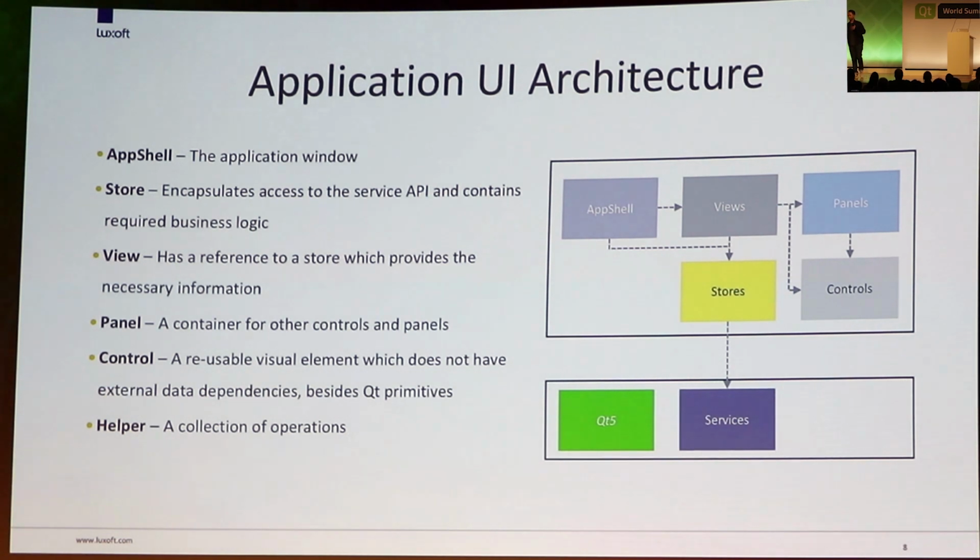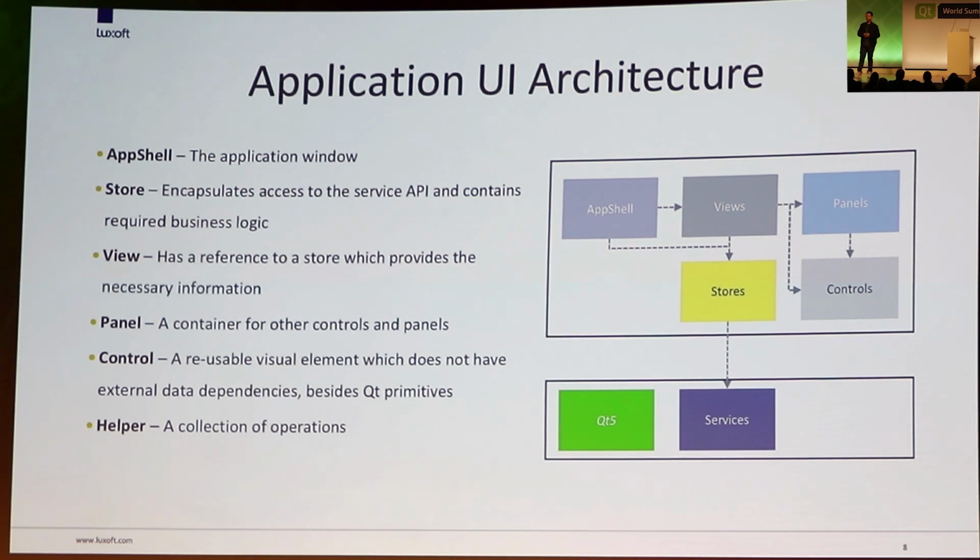And then this is the architecture that we want to show. We decompose the UI into several parts. The application shell is the one that creates the application window. We have a store that encapsulates only the access to the surface. And then the view is the one that delegates the data from the stores to any other UI parts like panels and controls.